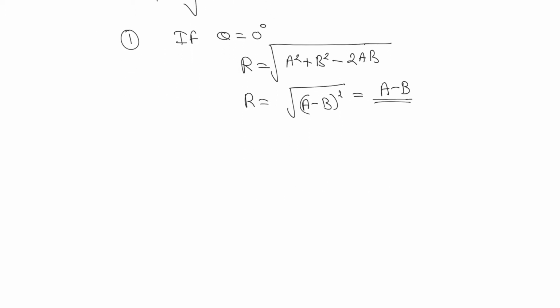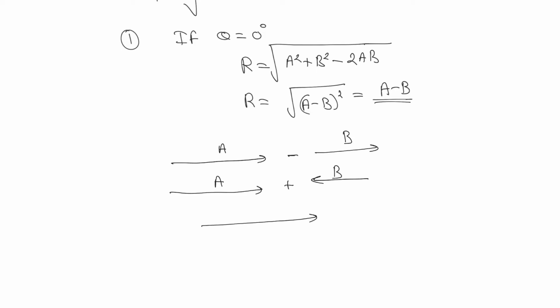Now we can observe the physical meaning of this. If you have a vector and B vector in the same direction, that's why the angle between them is 0. But our aim is not to find the value of A vector plus B vector. Our aim is to find the value of A vector minus B vector. So we can write A vector minus B vector as A vector plus minus of B vector. If you add these two vectors, we can observe that the magnitude of our resultant vector will be equal to A minus B.